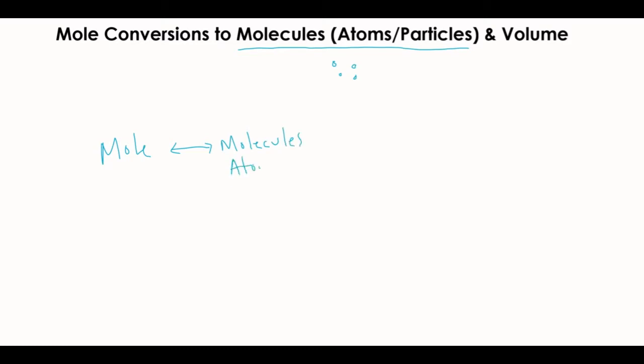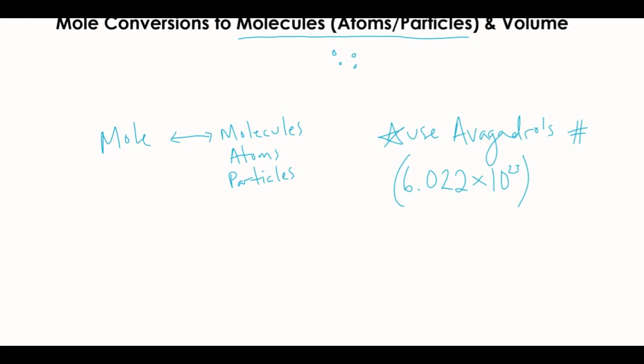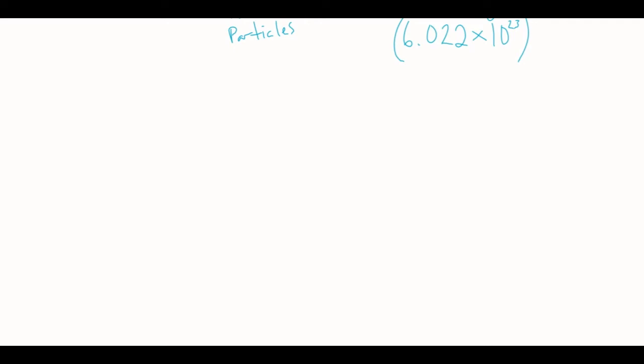So how do you go from moles to molecules or atoms or particles? You're going to use what's called Avogadro's number. And yes, it's Avogadro. Kind of sounds like avocado. And this number is very famous. It's 6.022 times 10 to the 23rd. Now that is a huge number, and I'm putting it in parentheses. You should always put this number in parentheses. It might mess up your order of operations if you don't. Okay, so 6.022 times 10 to the 23rd in parentheses.